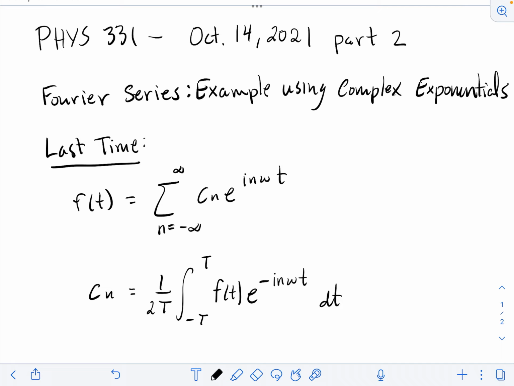Today I want to continue with our discussion of the Fourier series using complex exponentials. And this video will be a pretty short one. I just want to go through an example to show how we can actually use this. And we're going to do a simple example. It's going to be the square wave.